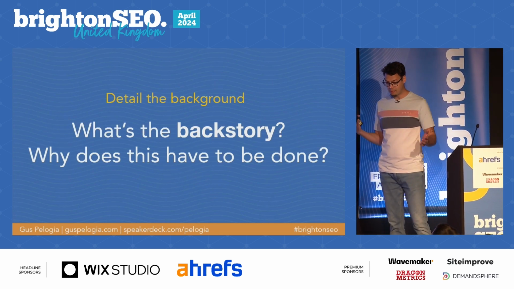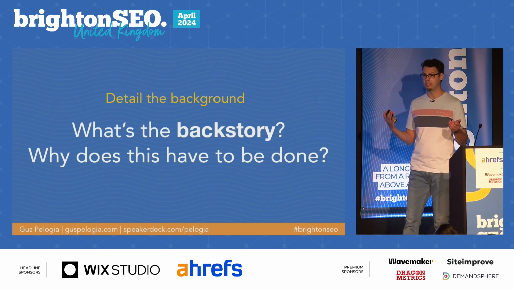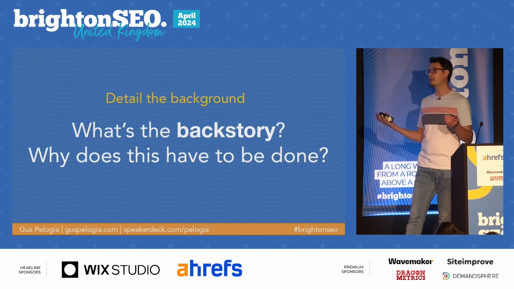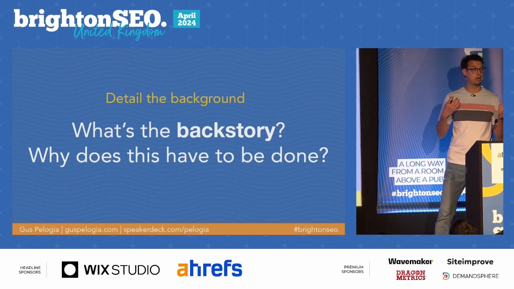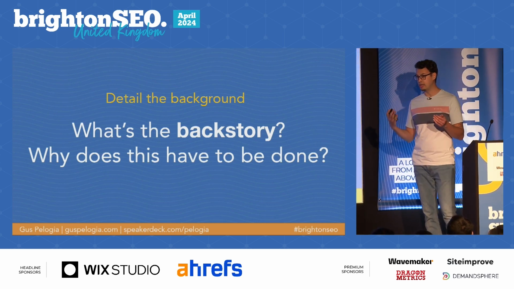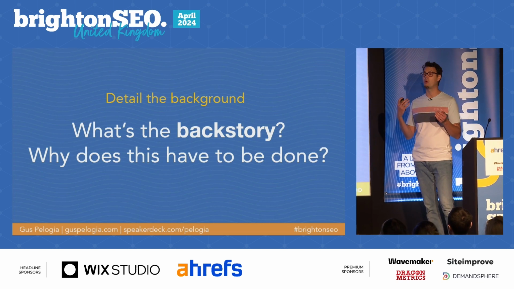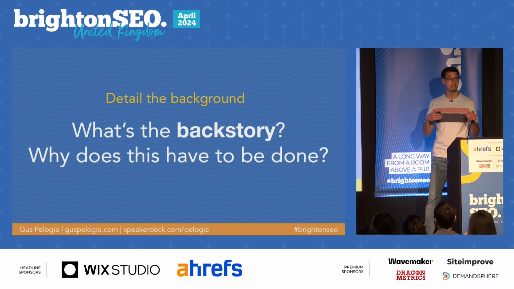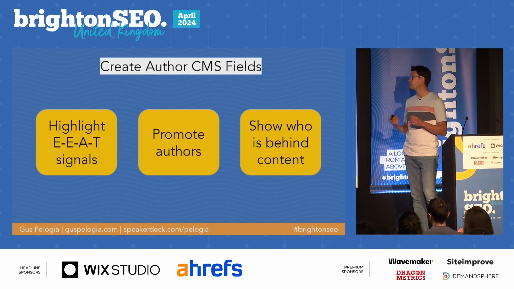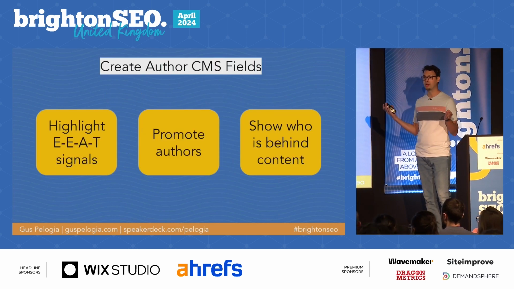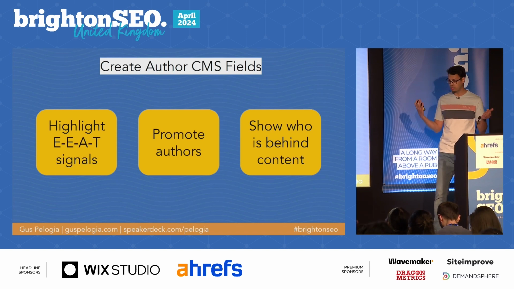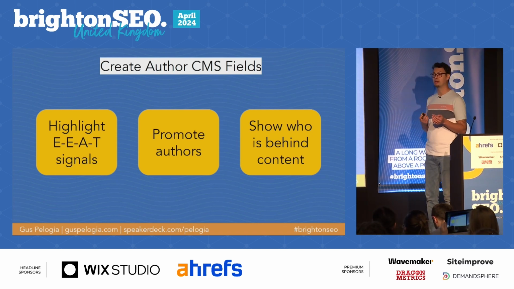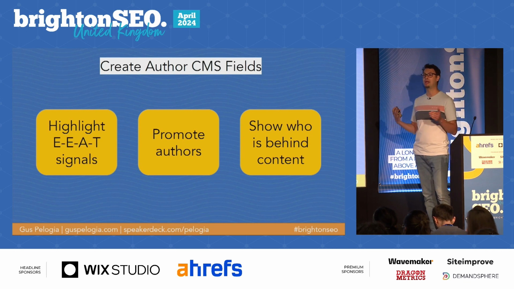So what is the backstory? Why does this need to be done? You don't want a developer that is just doing things because you said so. I find it a lot more useful and exciting, and the collaboration is a lot better, when they understand why they're doing something and how it will impact the product that you work on. So pretty straightforward reasons here. We want to highlight the EAT signals. Maybe you want to promote the authors, and maybe you just want to show who is behind the content. So they need to understand why this is happening in order to do it the right way.